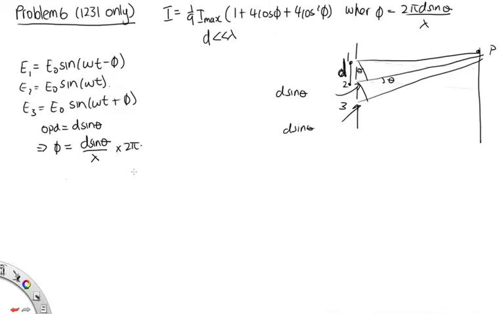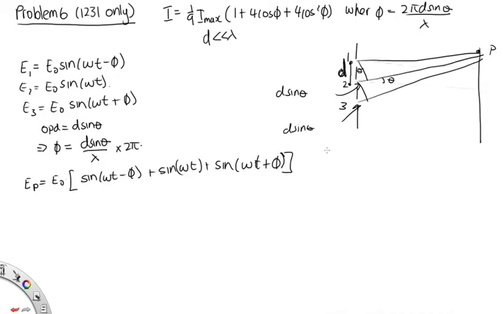So now we can use the rule of superposition to add up all the contributions of the electric field at P. All we need to do is sum these together. So we've got that the electric field at P is equal to E naught, that's a common factor, sine omega t minus phi plus sine omega t plus sine omega t plus phi.